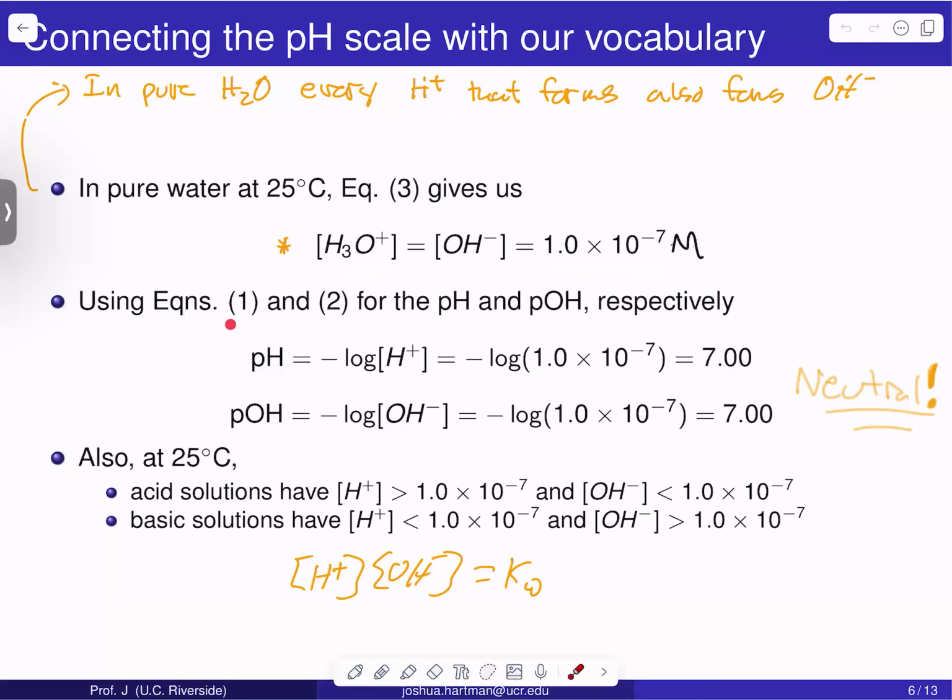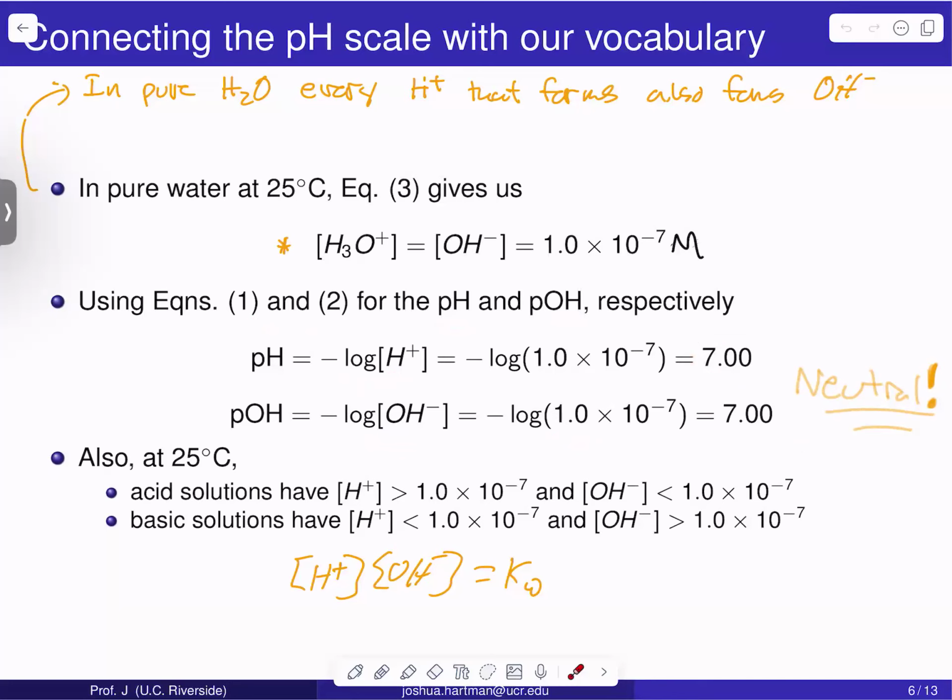And so using the equations 1 and 2 for the pH and pOH, minus log of H plus and minus log of OH minus respectively, we plug in the values for this pure water solution, we get minus log of 10 to the minus 7 in both cases, and we find that the pH and pOH for pure water are both 7, right? And we define this as a neutral solution.